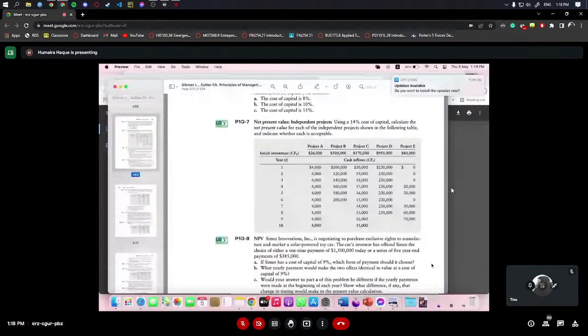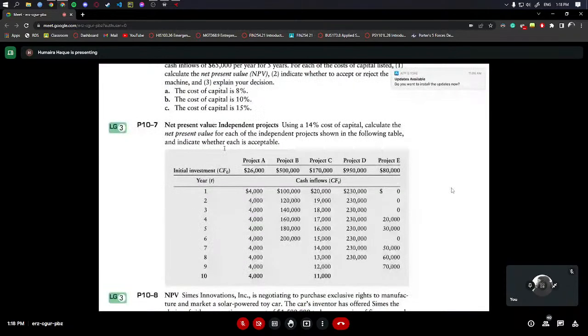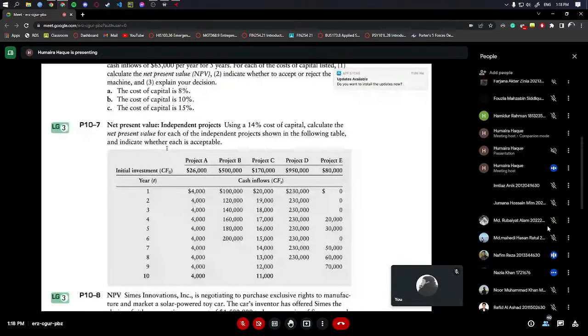I'll zoom it a little bit more. Can everyone see the screen? You want it a little more zoomed in? Or is it fine? It's fine. Miss, it's fine.